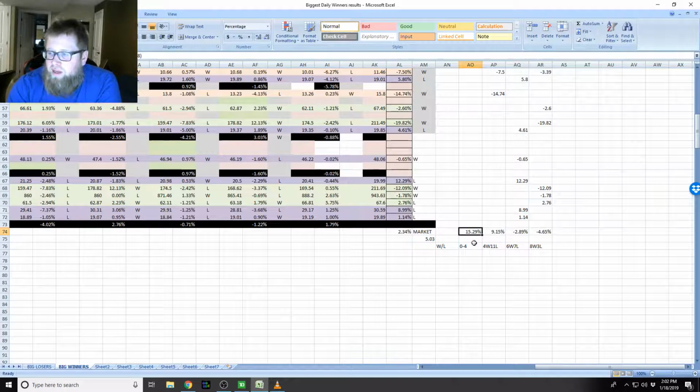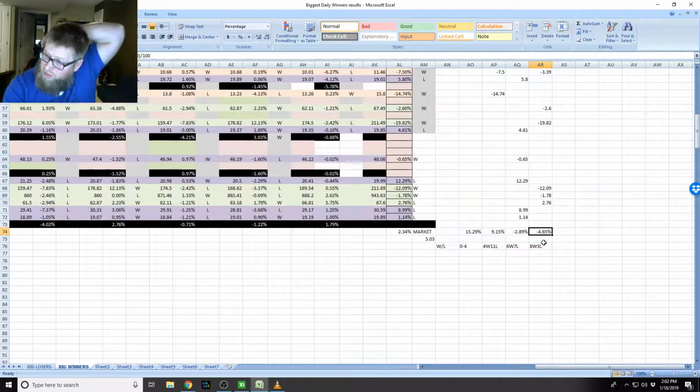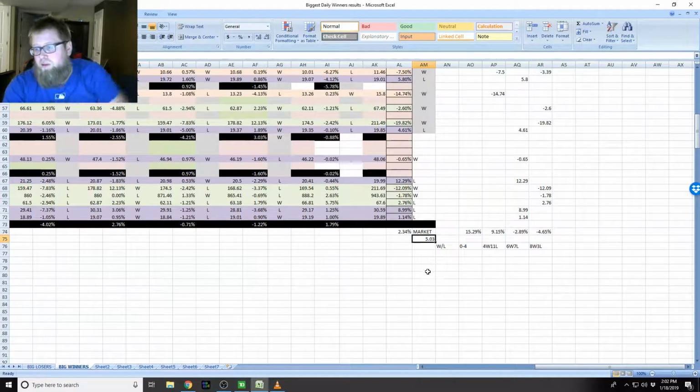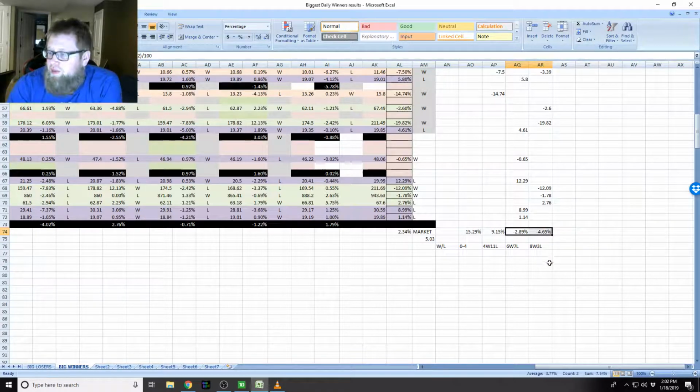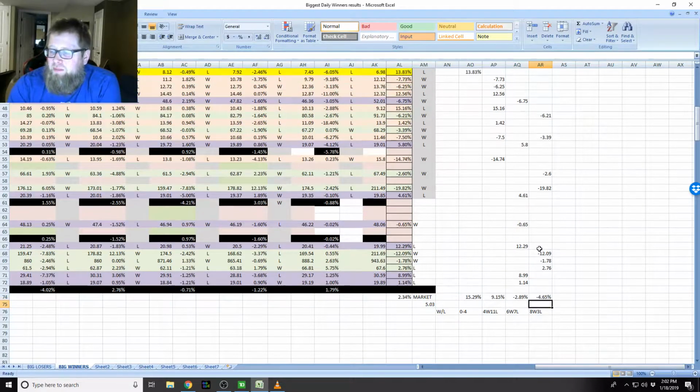And then here are the ratios of the percentage won or lost. So again, under $10 stocks, they average a 15.29% loss. The $10 to $20 stocks averaged a 9.15% loss. The $20 to $50 had a net profit of 2.89%, and the $50 plus stocks actually did almost 5%, 4.65% over this time. So even while the market was down 5% over this time, the $20 plus stocks all actually outperformed the market by a significant margin.